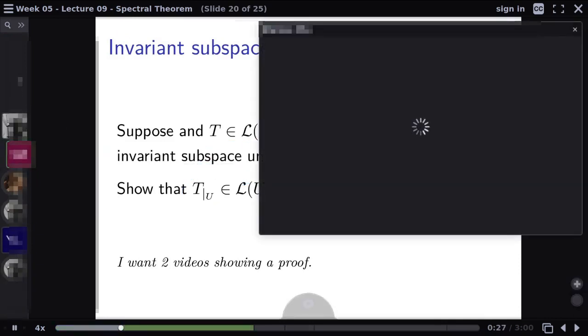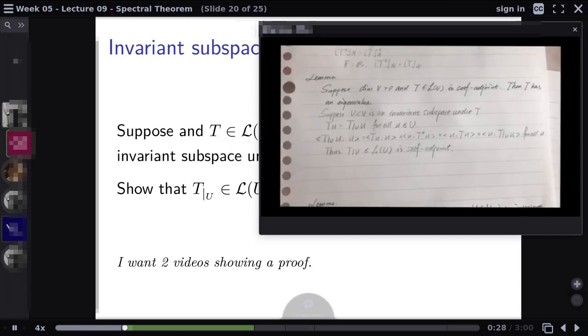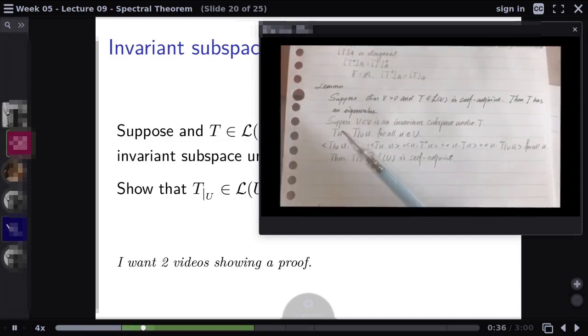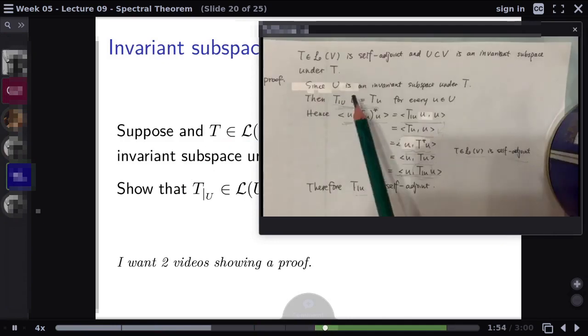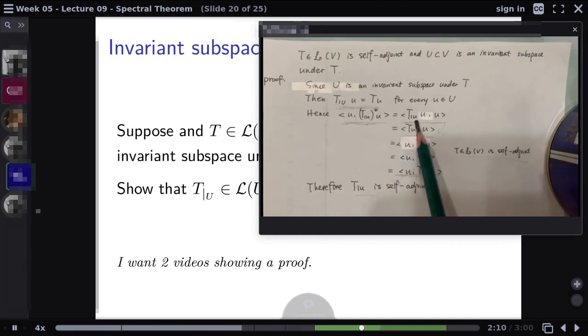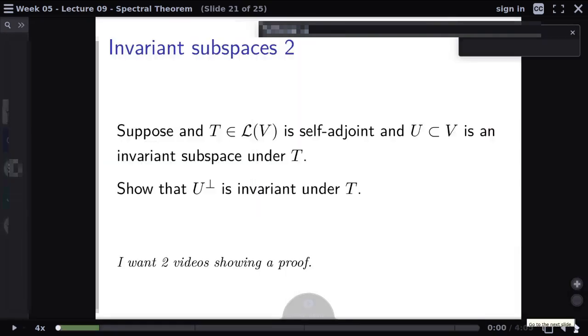So now we are proving that second lemma, the one about invariant subspaces. We are making it split into three parts. So here's a student who wrote on a paper, and I was holding the camera very static while explaining the proof. Let us move forward.